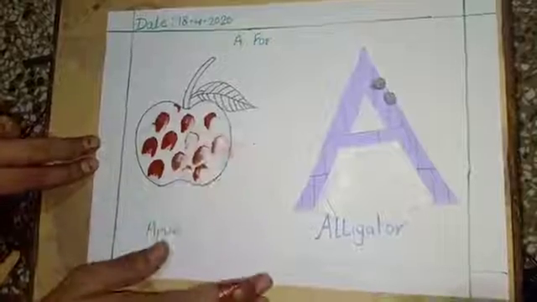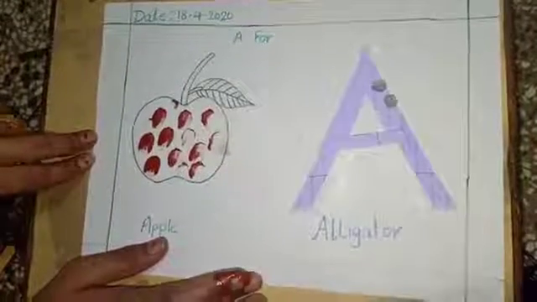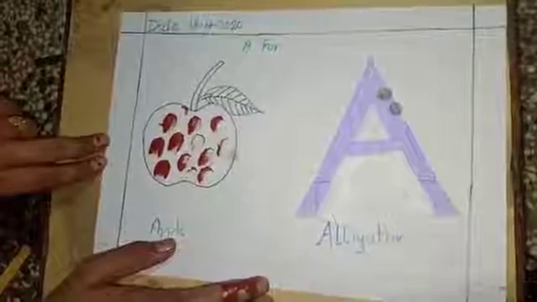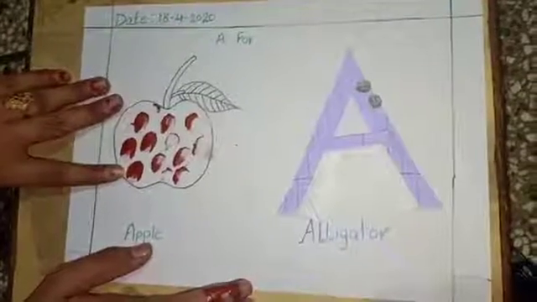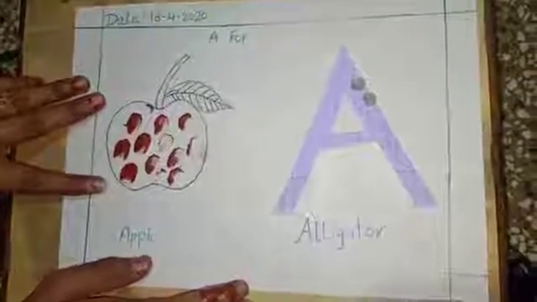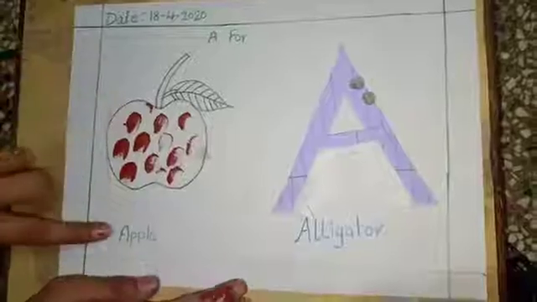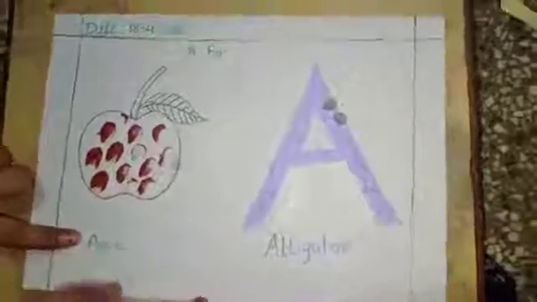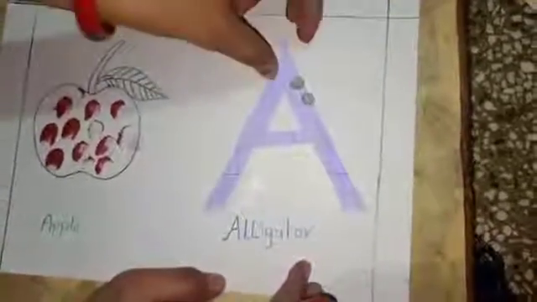Or you can take any other material such as dal or any paper or anything which can be pasted on this apple so that they will recognize that apple starts with letter A. Second one is alligator. So I have made here an alligator with the help of some cardboard pieces. In that the student will know that this is alligator and it starts with A.